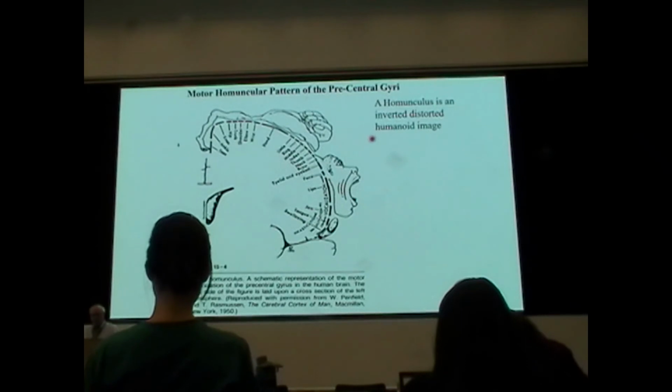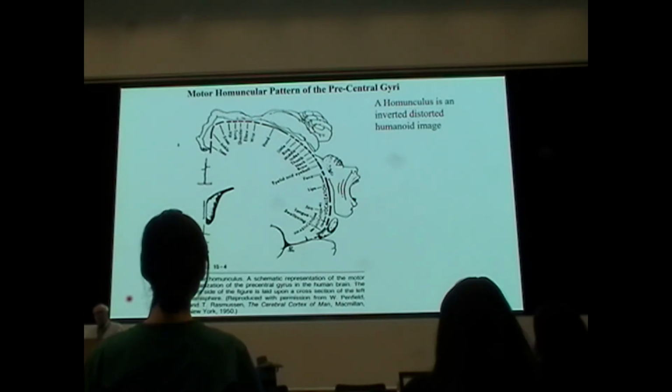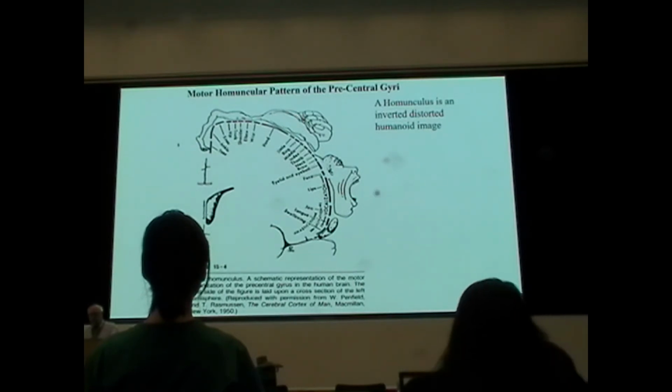Okay, here's the motor homunculus again. Okay, inverted, distorted humanoid image. This is over the precentral gyrus. The largest output in relationship is to the hands and to the face, in particular, the face and associated world camera.